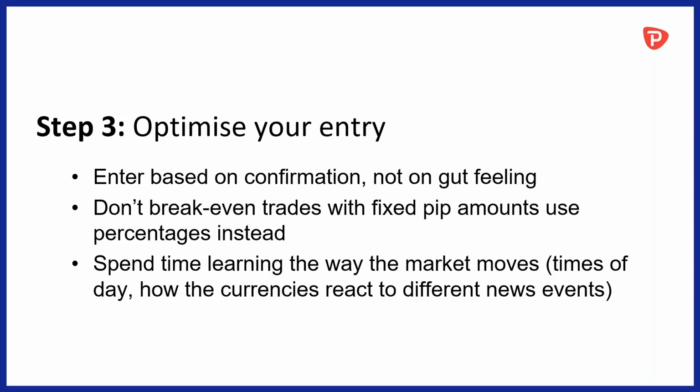If you say I always have a 50 pip stop loss, or I always break even my trade at 50 pips, that's a recipe for disaster, and every new trader starts that way. Oh man, yeah, we did it. A lot of people do it. It's bad. It's really bad. So think of it as a percentage based system, not fixed pips, because the market doesn't care about your fixed pips, that's for sure. And of course, spend time learning the way the market moves.